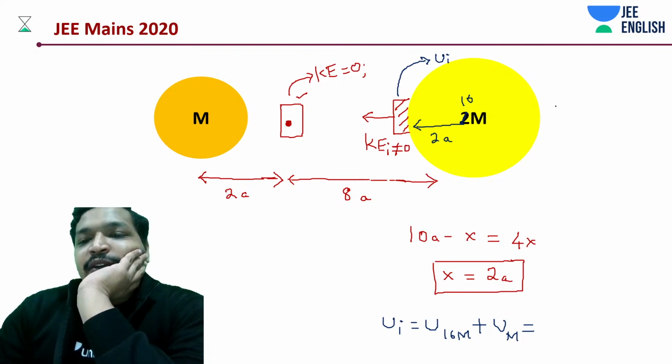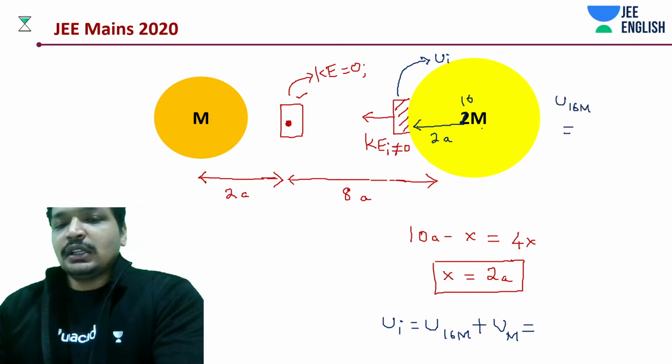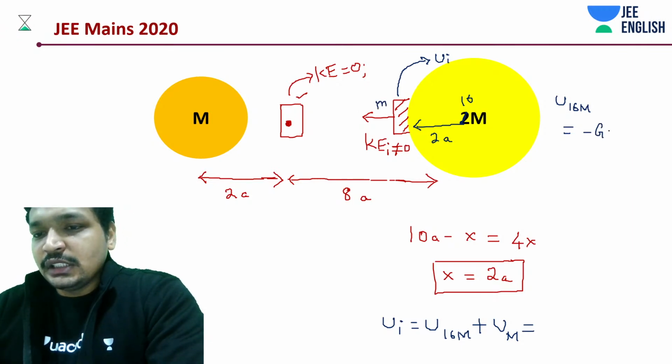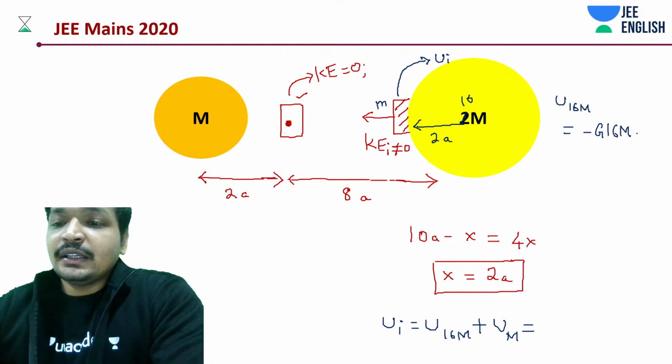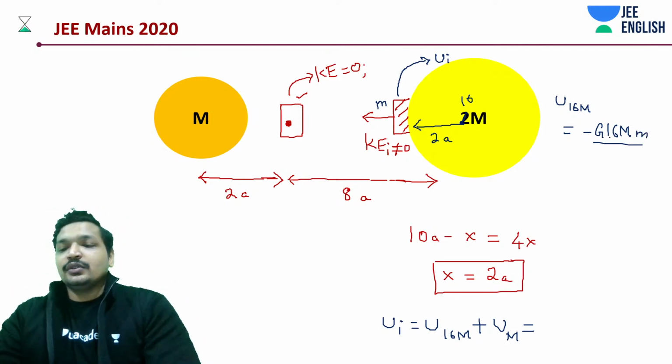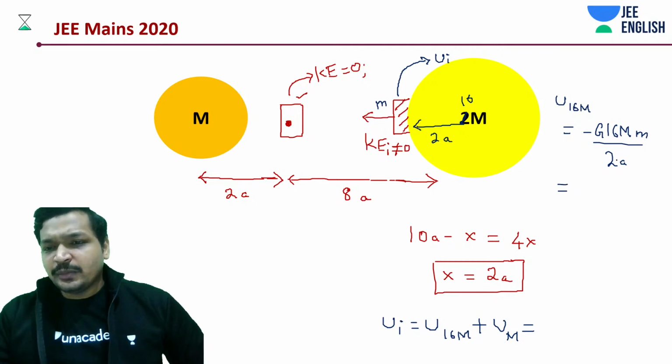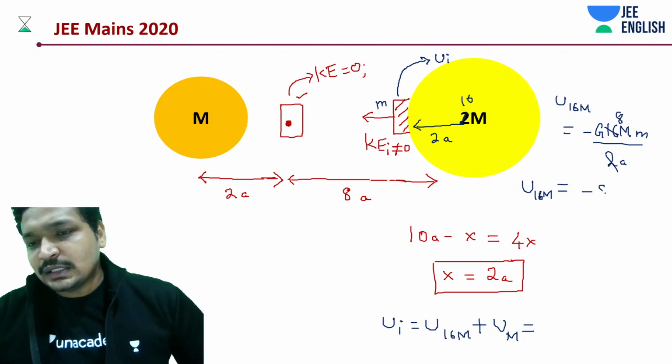So due to 16m, what is it going to be? Let me write down that 16m thing over here. On the body having a mass small m, we can say this to be something like minus G 16m into m divided by 2a. And this is going to be how much? 8. So U of 16m is going to be minus 8GMm by a.